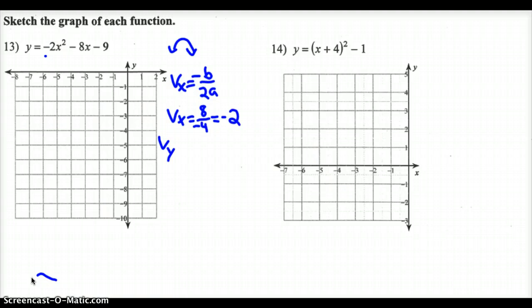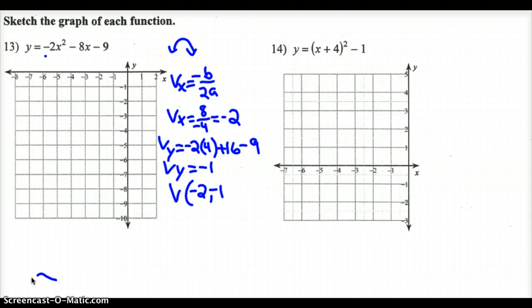To find its corresponding vertex y, I have to plug this in. So I get negative 2, my x, squared is 4. Negative 8 times negative 2 is plus 16 for my middle, and then minus 9 for the constant. So we have negative 8, plus 16, minus 9, and that's negative 1. So my vertex is going to be negative 2, negative 1.